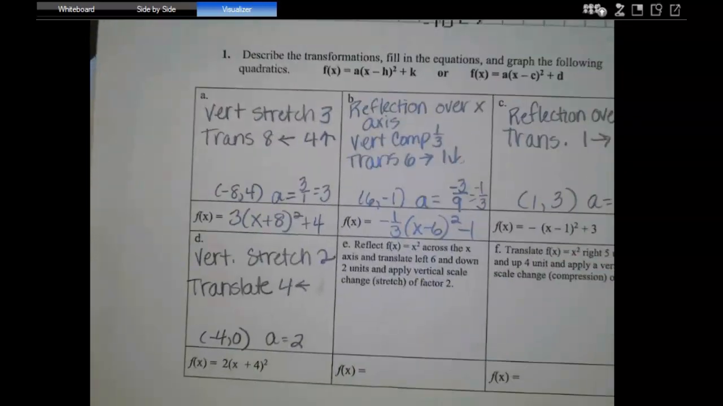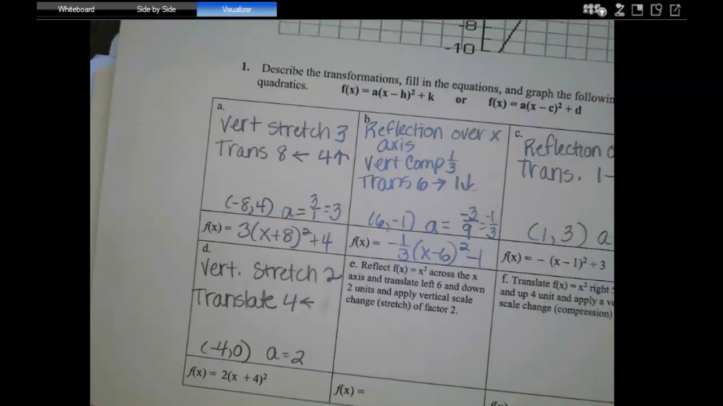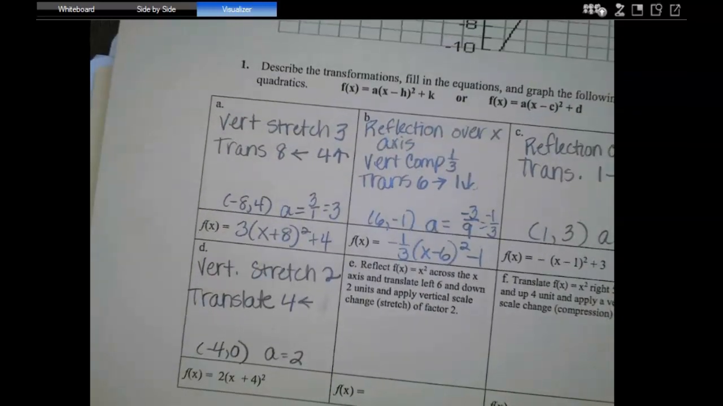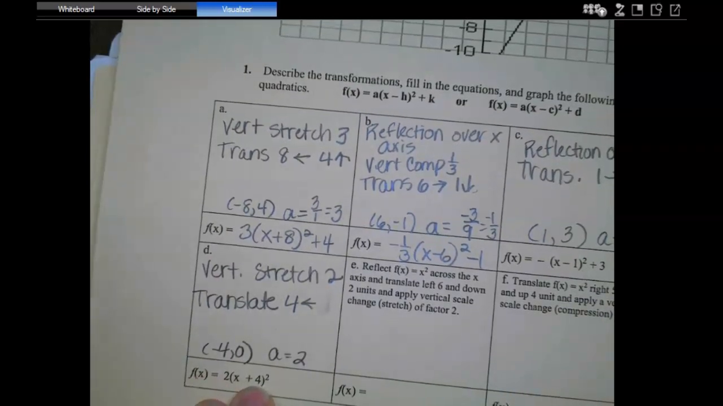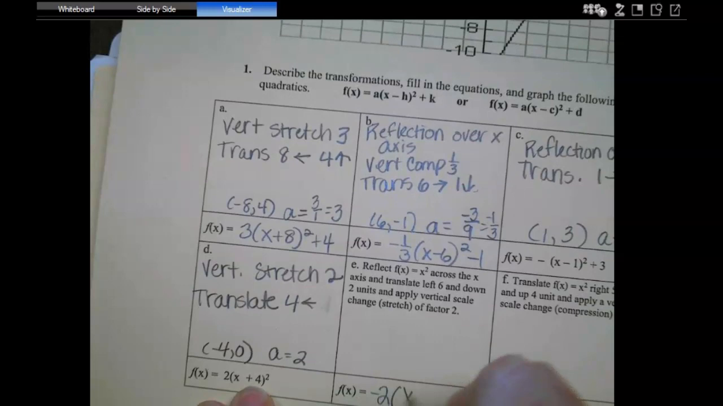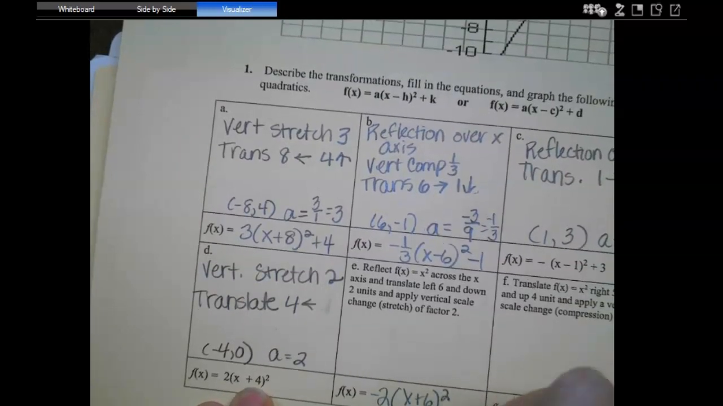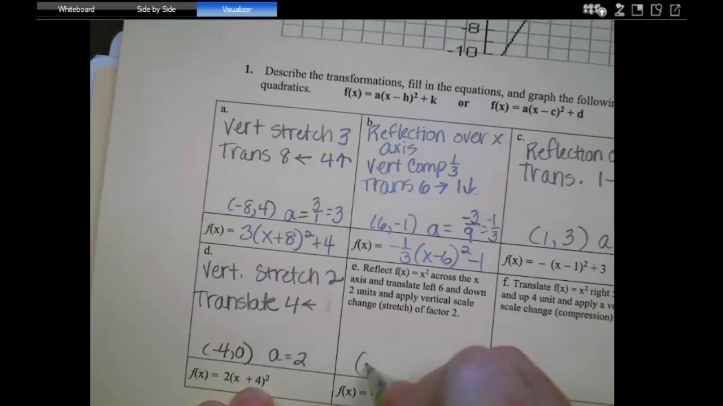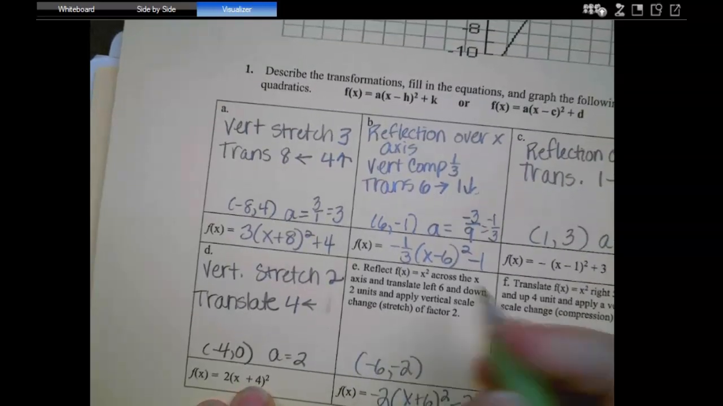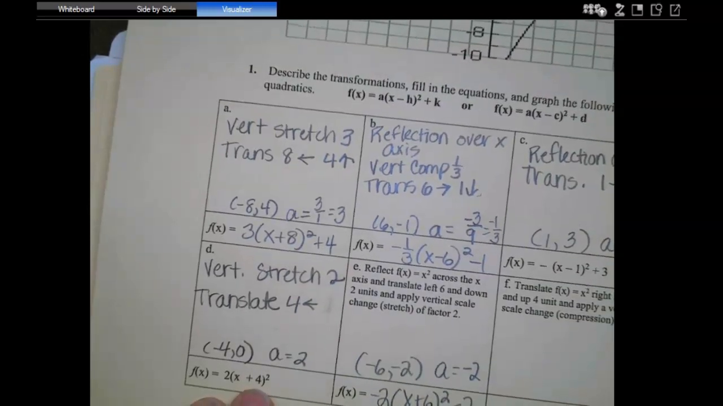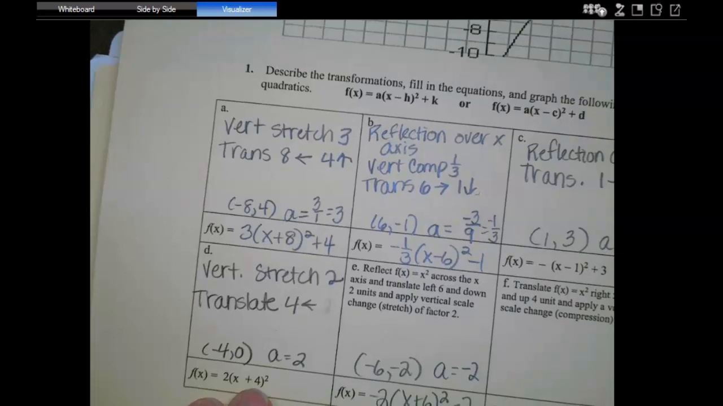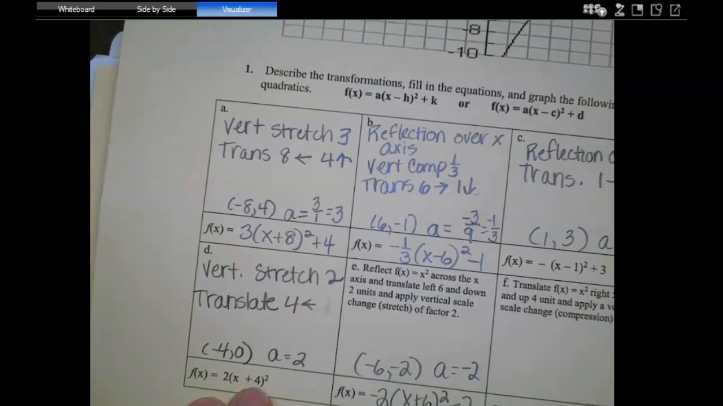Can you guys write the equation for E? Write it for E and F. And then we'll graph. Okay, did everybody get this one? If not, ask questions before I go. We're all good here on the first one?